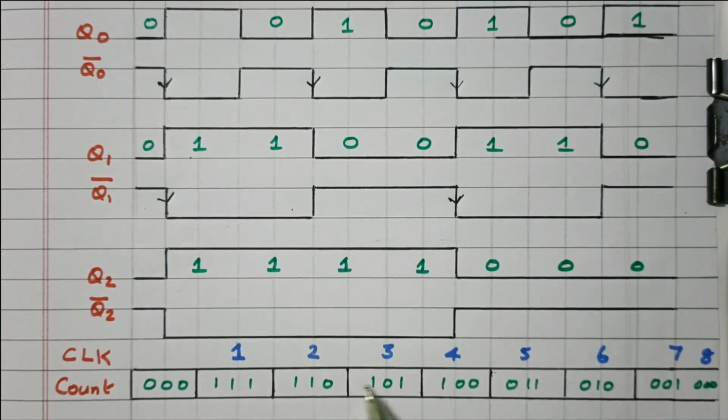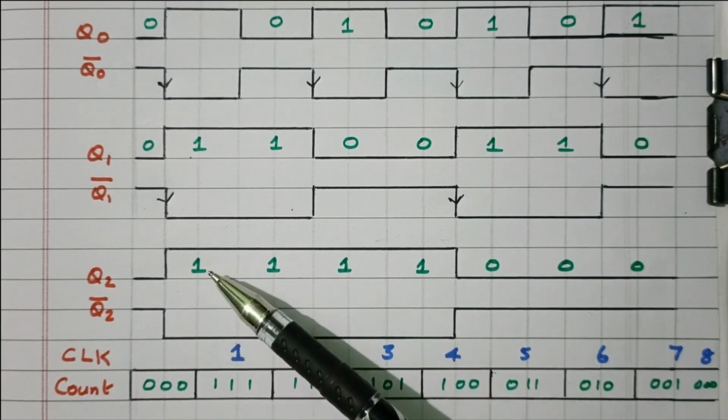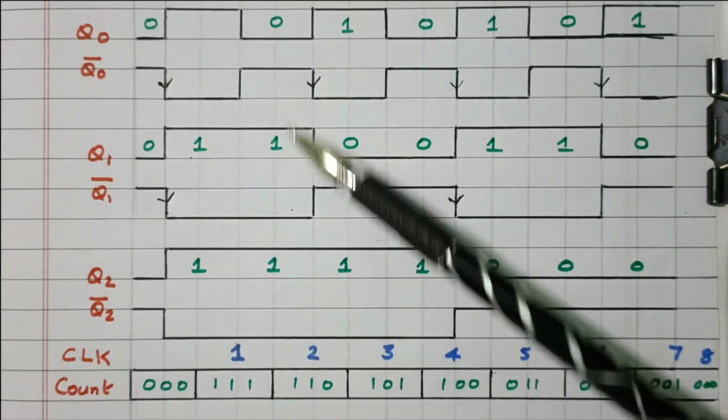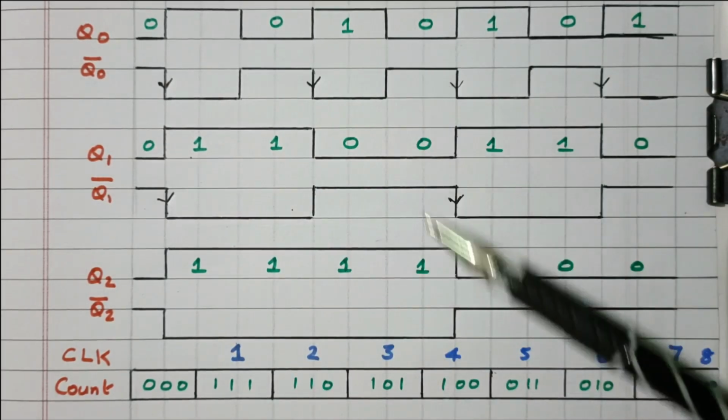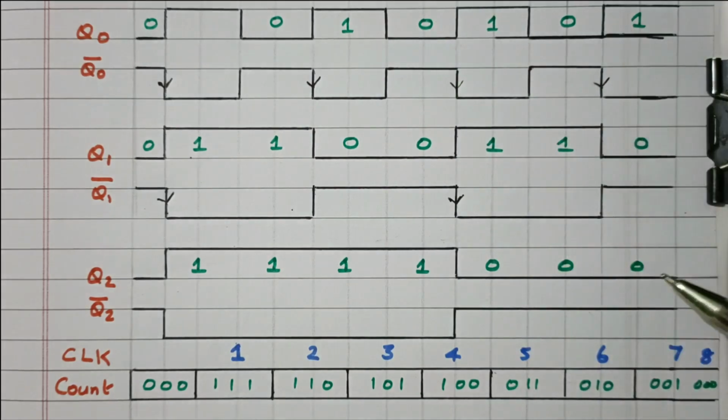So we got all 8 stages of 3-bit binary. 3-bit, there are 8 combinations. 8 combinations are now clearly available. Right? So this 1, 1, 1, 1, 1, 0, 1, 0, 1, 1, 0, 0, 0, 1, 1, 0, 1, 0, 0, 0, 1, 0, 0, 0.